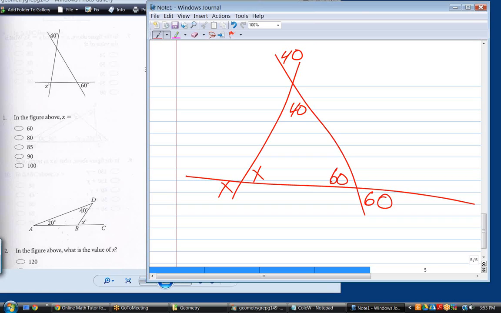What do the sum of the angles of a triangle have to add to? 180. 180 is the magic number in geometry. Exactly. In other words, you're always subtracting stuff from 180.